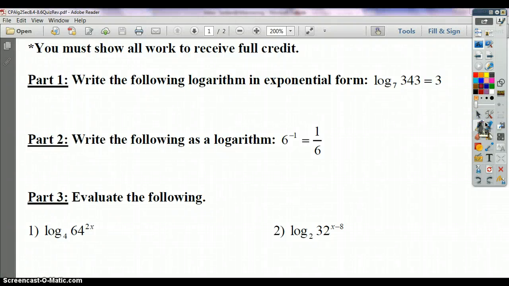This is a review sheet for the quiz after 8.6. Glad you survived math to this point. We're almost coming down the main stretch here, about a month to go.